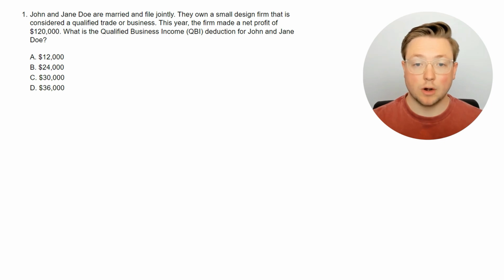John and Jane Doe are married and file jointly. They own a small design firm that is considered a qualified trade or business. This year, the firm made a net profit of $120,000. What is the qualified business income, or QBI, deduction for John and Jane Doe? So if you don't know anything about QBI, then you're not going to know how to do this calculation. So let's go straight into the answer to learn what the basics are.